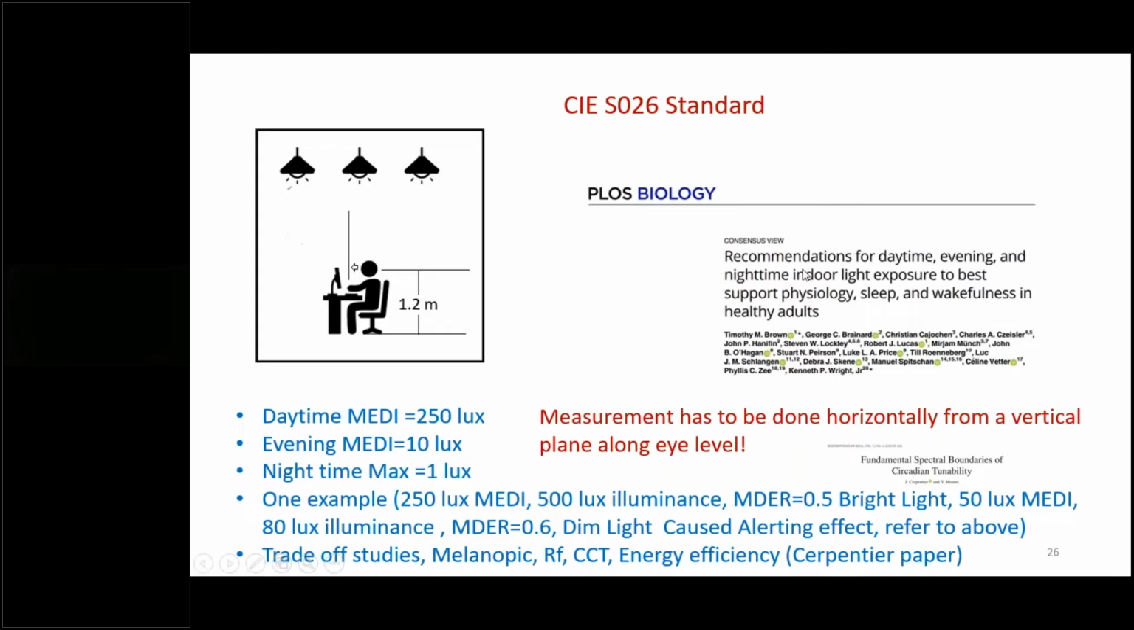So there is this paper, which I've mentioned here, "Recommendations for daytime, evening, and nighttime indoor light exposure to best support physiology, sleep, and wakefulness in healthy adults," by Timothy Brown from the University of Manchester, and this is known as the Manchester paper. If you read this paper, they recommend a daytime MEDI of 250 lux, an evening MEDI of 10 lux, and a nighttime MEDI of maximum 1 lux.